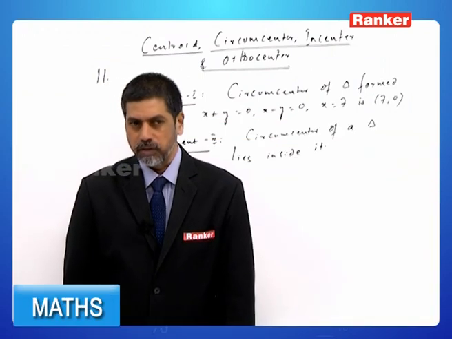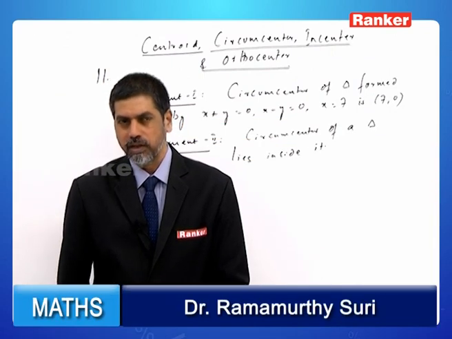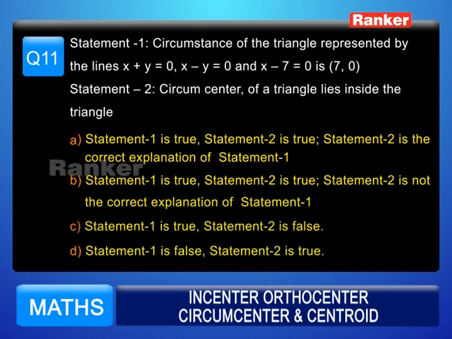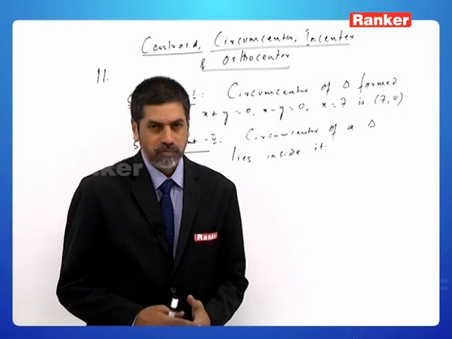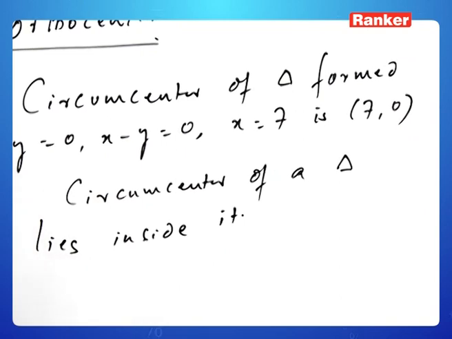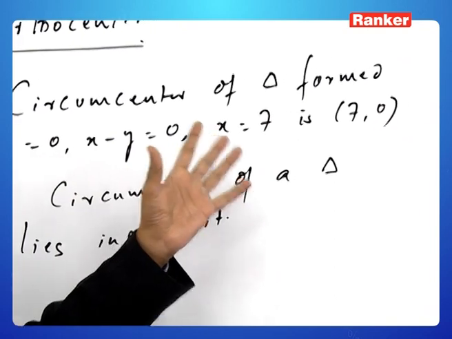So let's continue our problems on the 4 important points of concurrence. And here we have got 2 statements. This is based on logic. Statement number 1 says we have a triangle with sides along x plus y is equal to 0, x minus y is equal to 0 and x is equal to 7, and the circumcenter of this triangle is at (7, 0). That is statement number 1. Now this needs to be evaluated.